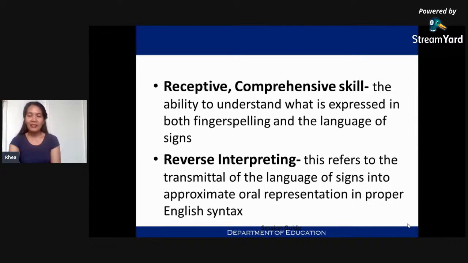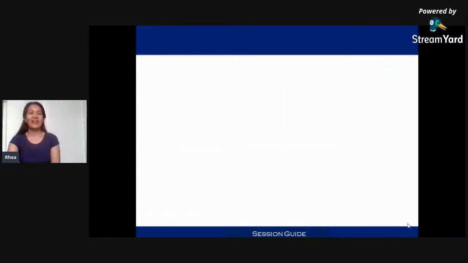When we say reverse interpreting, this refers to the transmittal of the language of signs into approximate oral representation in proper English syntax. Like for example, as I mentioned in interpreting, the hearing person is speaking, and the interpreter is signing for the deaf. That is interpreting. When we say reverse interpreting, the deaf person is signing, and the sign language interpreter is speaking for the signer. That is what we call the reverse interpreter. I hope you are catching up.